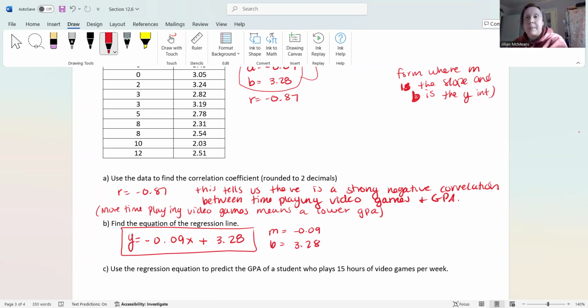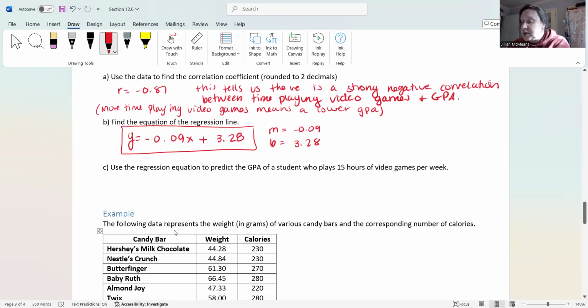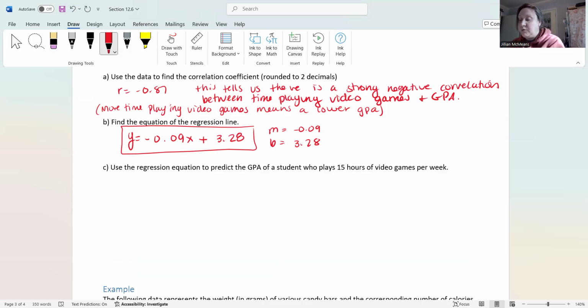Okay. So there you have it. That's the first part. You want to find your scatter plot. So take your data, plot it into a scatter plot, kind of get a visual. Does there appear to be some kind of correlation or not? And then back it up with numbers. Let the calculator calculate the correlation coefficient. We have R is negative 0.87. And then we have the equation of the regression line, and it is y equals negative 0.09x plus 3.28.